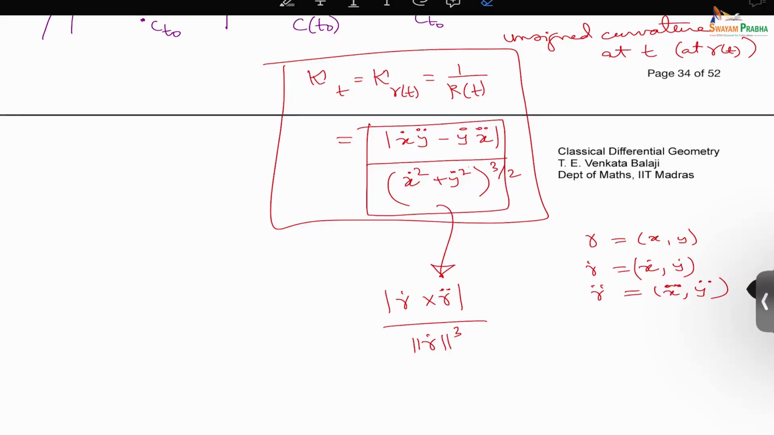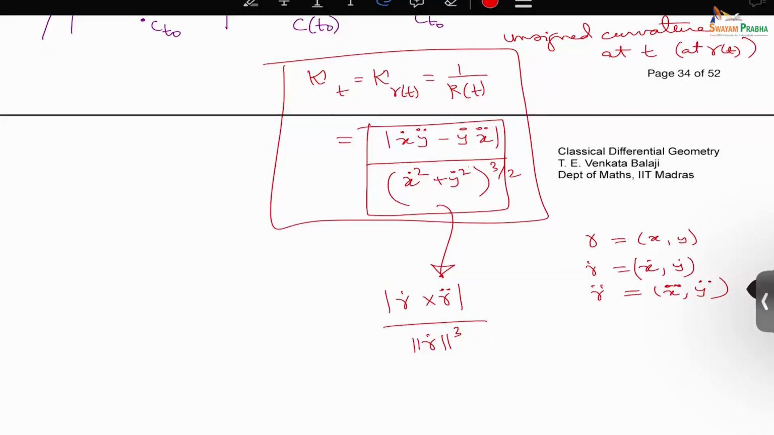Remember, what is norm gamma dot? It is the length of the tangent vector. Gamma dot is a velocity. Gamma dot is d gamma by dt. Gamma is a position vector with respect to t, so d gamma by dt is the rate of change of the position vector, the displacement vector. So it is a velocity vector. The magnitude of the velocity vector is the speed. So norm gamma dot is the length of this vector, which will be (x dot squared plus y dot squared) to the half, and in the denominator I have that to the power of 3. So I get this.